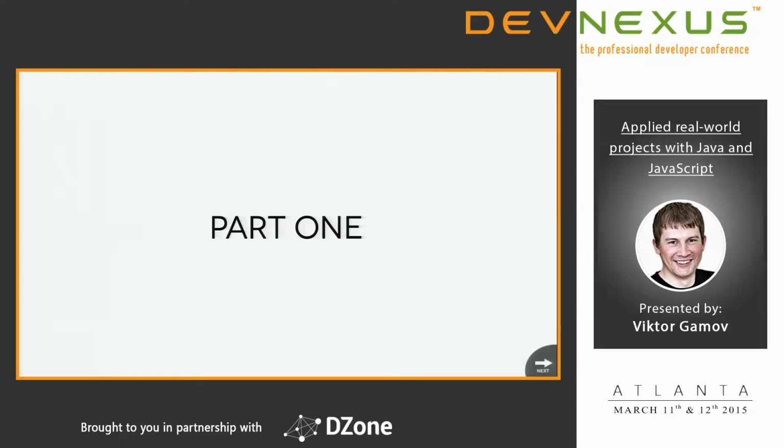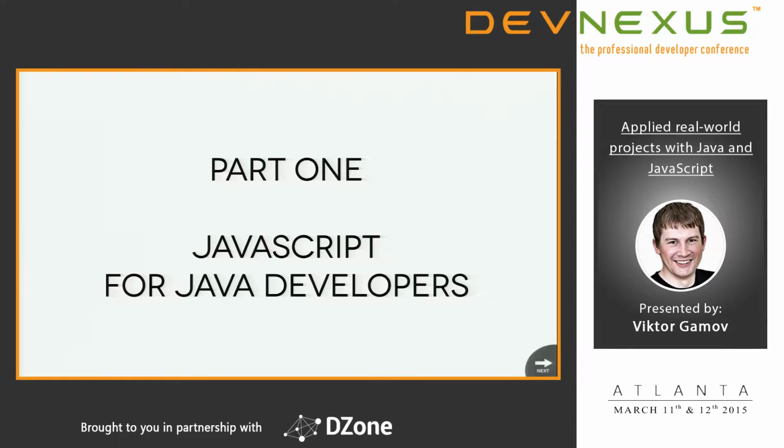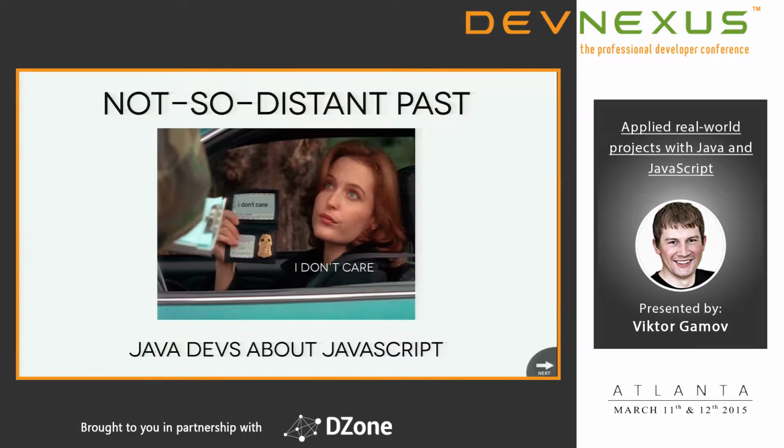Seriously, it's a pretty good book. In my presentation, I have three parts. I'll try to go through the slides as fast as possible to show you some real examples. However, I would like to start with JavaScript for Java developers. How many of you are Java developers that know JavaScript? Nice. So I will literally just jump through these slides.